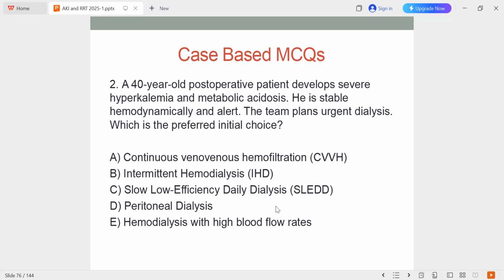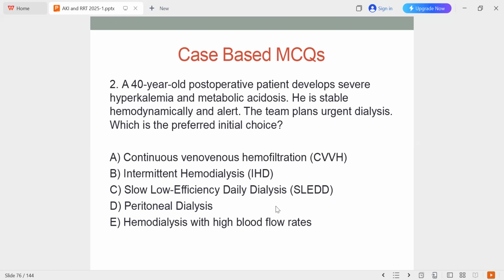A 40-year-old post-operative patient develops severe hyperkalemia and metabolic acidosis. He is stable hemodynamically and alert. The ICU plans urgent dialysis for the hyperkalemia and metabolic acidosis. Which of the following is the preferred initial choice? A, continuous venovenous hemofiltration, B, intermittent hemodialysis, C, SLED, D, peritoneal dialysis, and E, hemodialysis with high blood flow rates.